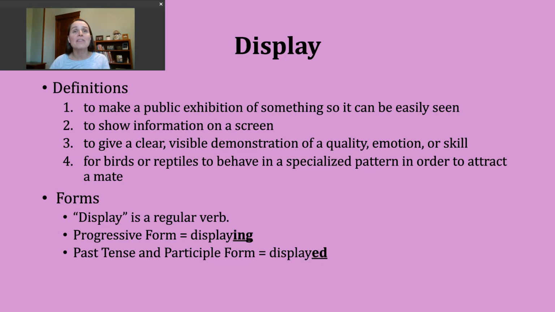A second way the verb display gets used is in connection to computers and phones, iPads, even calculators, and that is to show information on a screen.